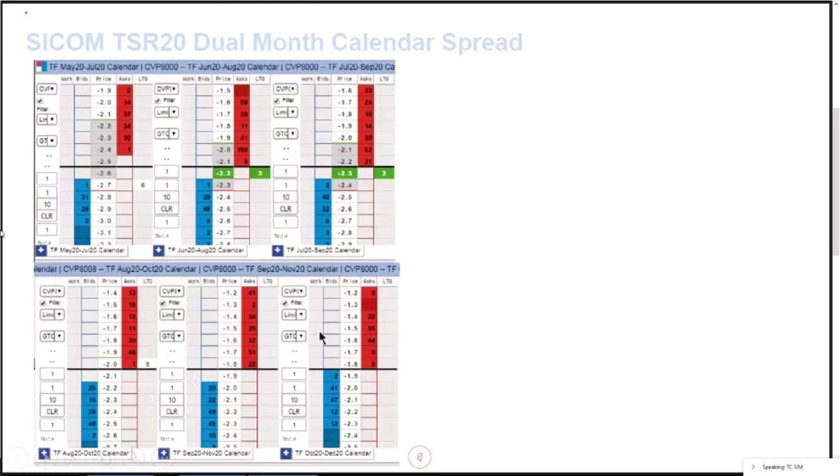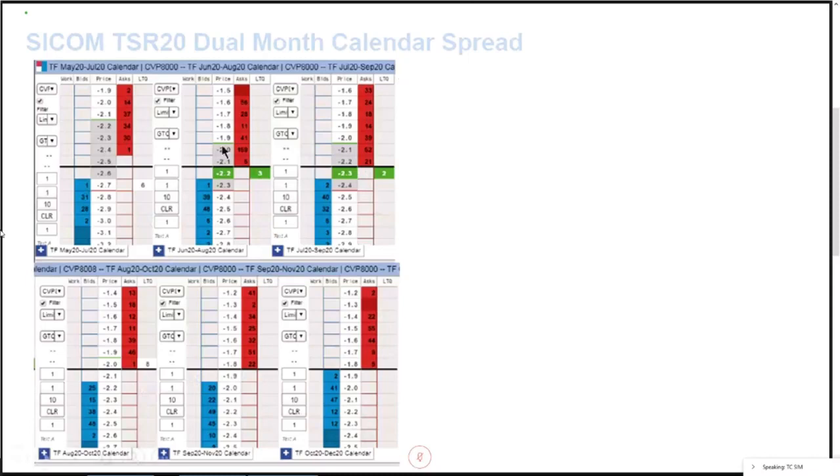Now, why did I bring this up? Because the same logic that we talked about earlier, about the extreme range, could be applied for the dual month calendar spread as well. And even if you do not want to trade a dual month spread in that manner, you always need to know that the HFT and the arbitrageurs are in this market. So what it means is it cannot be too far away from the market.